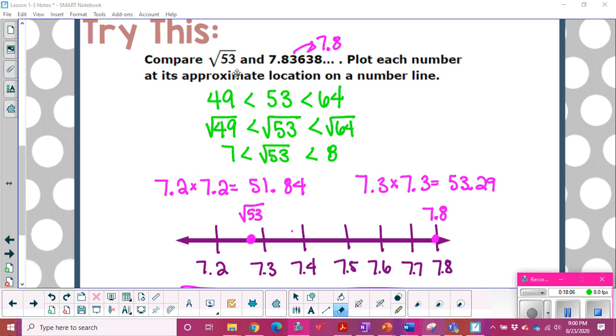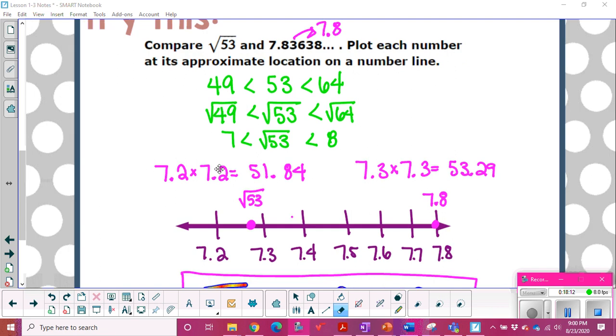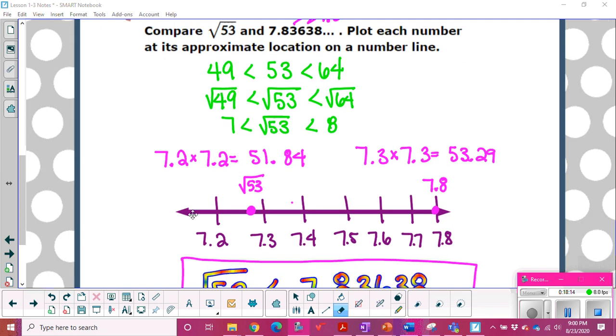Okay, so we know that the square root of 53 is between 49 and 64. You can follow along here. I did the approximate squares of the decimals here. And let me just say one thing: if you pick a decimal and your answer is bigger than your number, like if you picked 7.4, you would end up with 54.76, which is larger than 53. So you would know you need to go down in your number, to like 7.2.